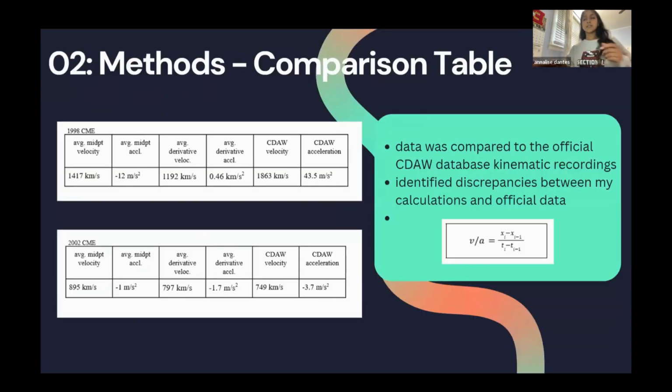Once I'd done that, I compared the calculations that I had made, both the approximation and the derivative calculation, to the CDAW database, which is the official database for Soho Lasco information. And I tried to identify any similarities or differences between my calculations and the official data on the website.